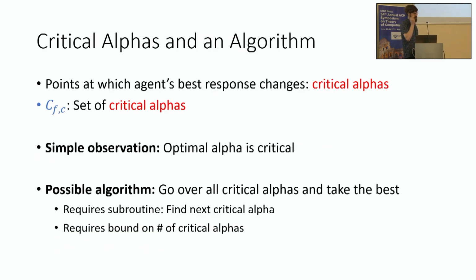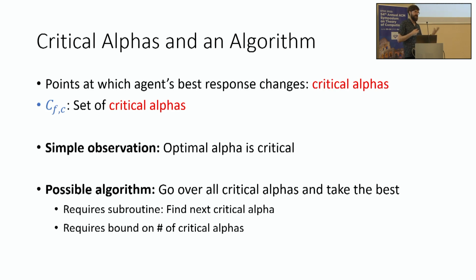Okay, so what did we do in that paper? We identified these interesting alphas, and we gave them a name. We called them critical alphas. C_{F,C} is our notation, critical for reward and cost F and C. So that's the set of critical alphas. A simple observation is that since optimal contracts are linear, one of the critical alphas will correspond to your optimal choice. So in principle, here's a potential algorithm that you could use, the naive algorithm if you want: you could just try out all possible critical alphas. It requires two things. One is that you have some subroutine for going over all alphas, some iteration that you can do. And you need a bound on the number of critical alphas.